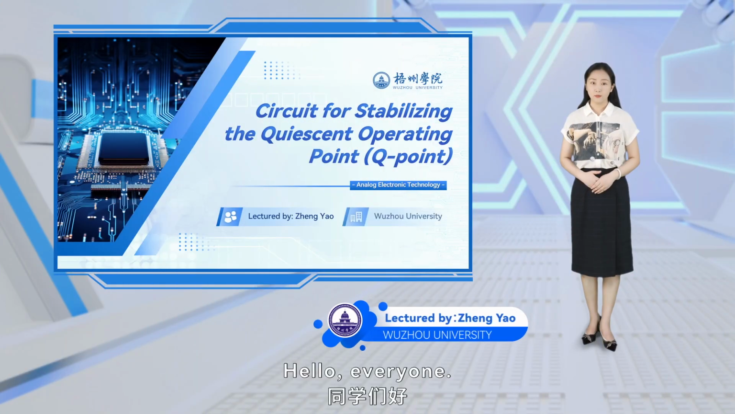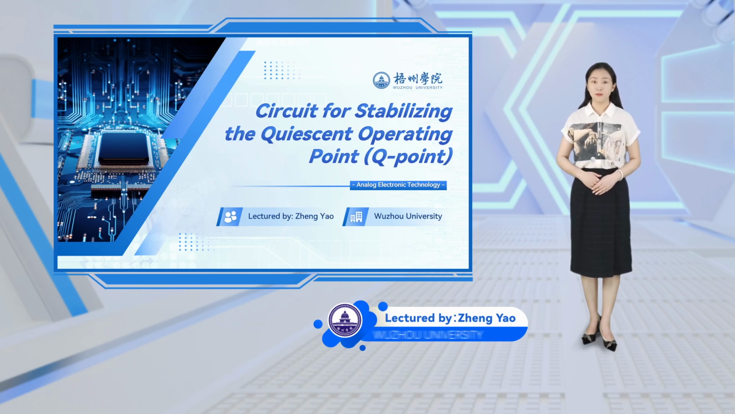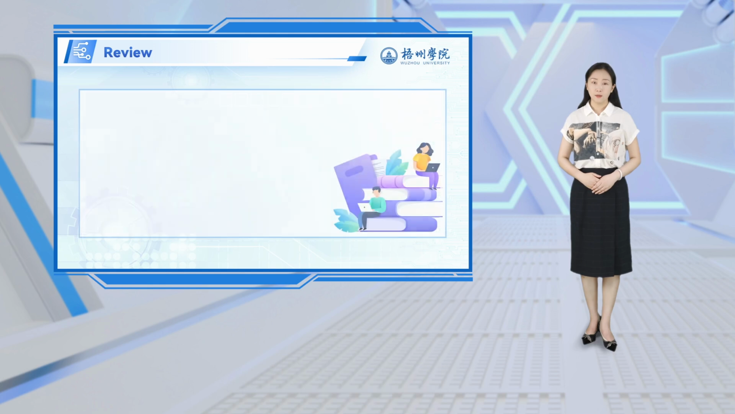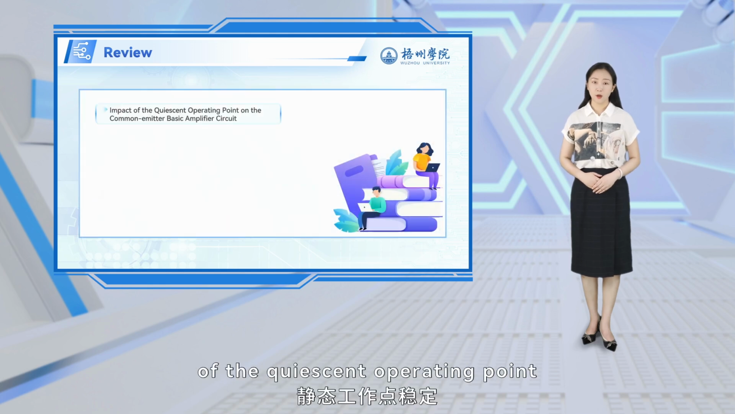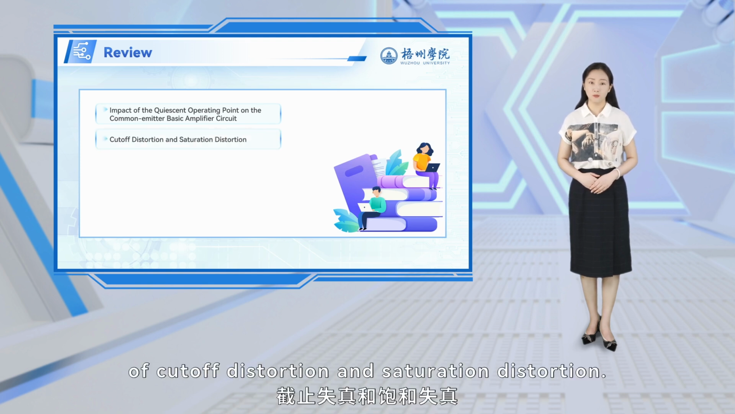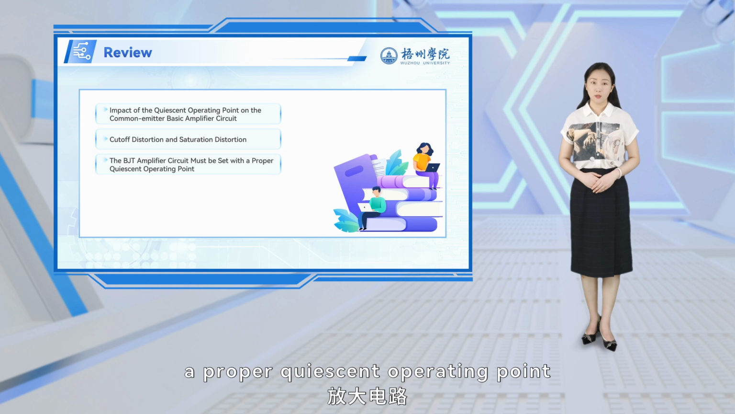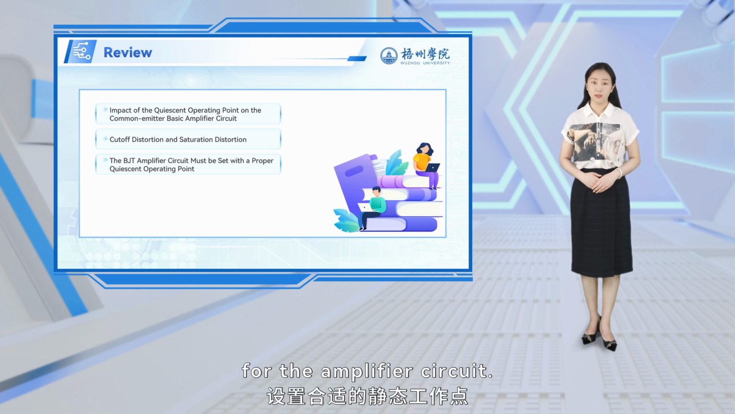Hello, everyone. Welcome to the Analog Electronic Technology course. In previous lessons, you've learned about the impact of the quiescent operating point on the common emitter basic amplifier circuit, and understood the concepts of cutoff distortion and saturation distortion. We must set a proper quiescent operating point for the amplifier circuit.